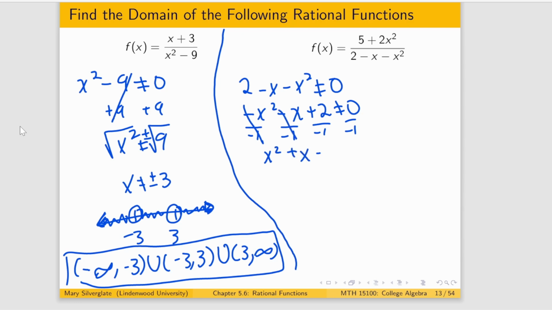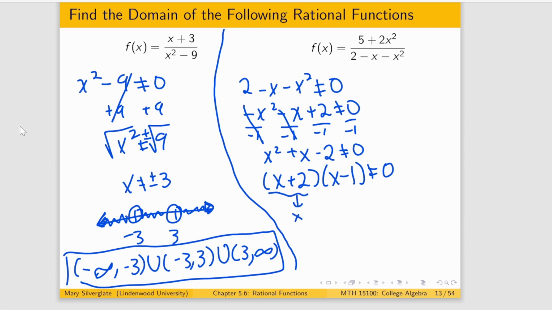And then positive 2 divided by negative 1 is negative 2. And now this looks like something I'm more used to factoring. So I want to ask myself what's going to multiply to negative 2 and add to 1. And that would be positive 2 and negative 1. And since the coefficient in front of the x squared is 1, I'm allowed to jump straight to those parentheses.